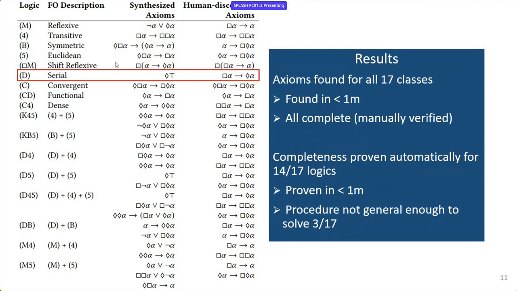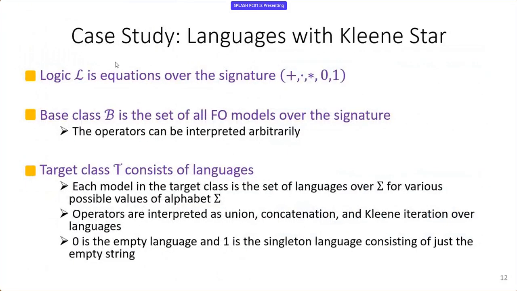Now, I want to turn to the second domain that we study in this paper, which is languages under a Kleene algebra. This is actually something we're all familiar with in the PL community, so I'm only going to discuss the syntax and semantics very quickly. The target class is, of course, models of languages over a certain alphabet. The logic is equations over the familiar language of union, concatenation, and Kleene iteration. There are two constants. 0 is the empty language, and 1 is the singleton language containing just the empty string. This is the usual Kleene algebra semantics for languages.